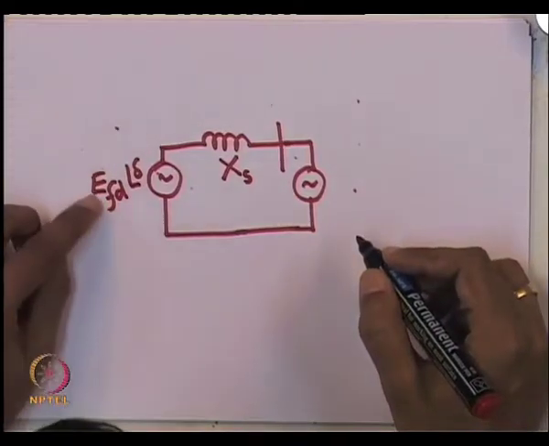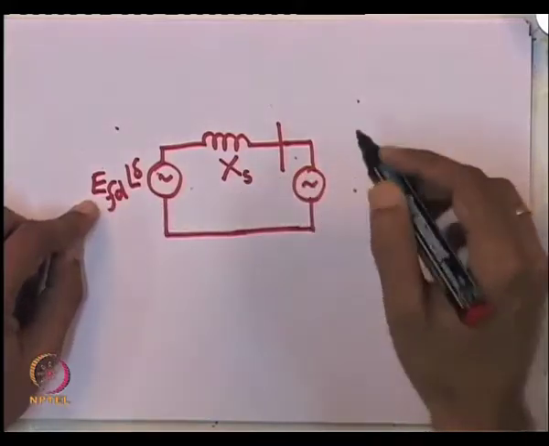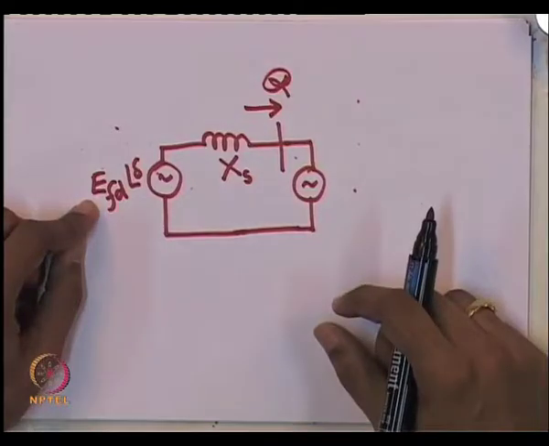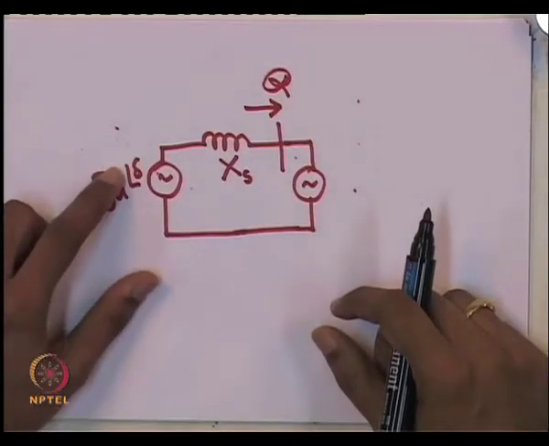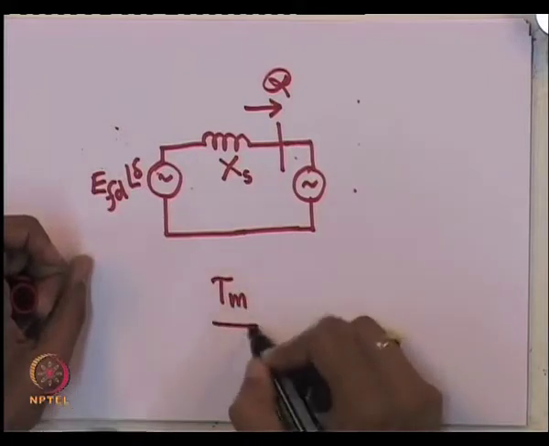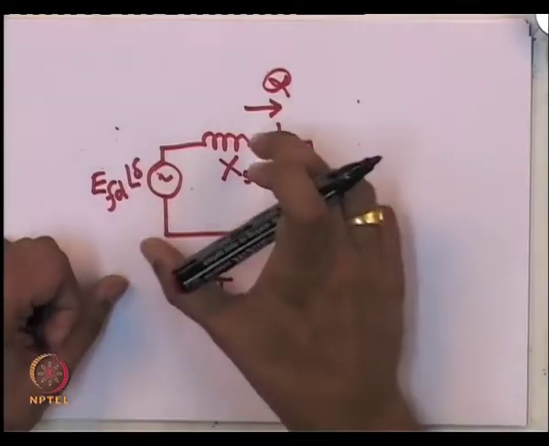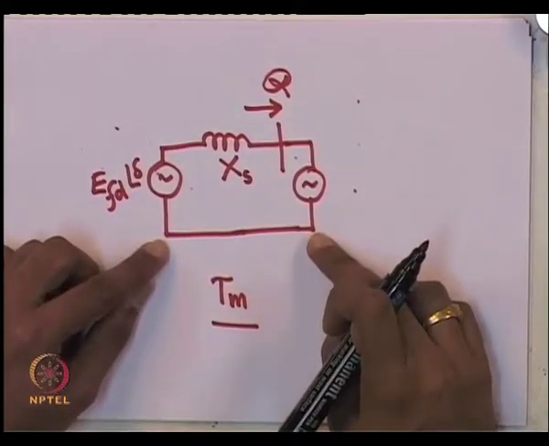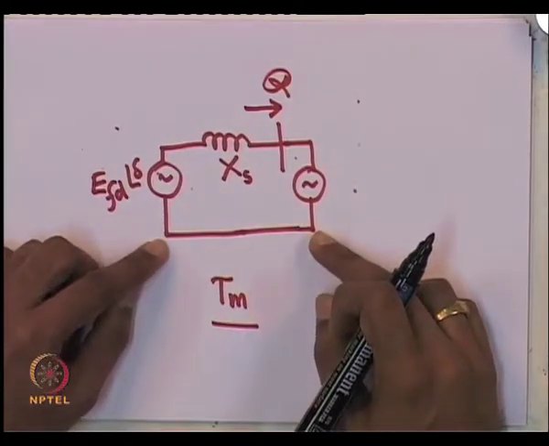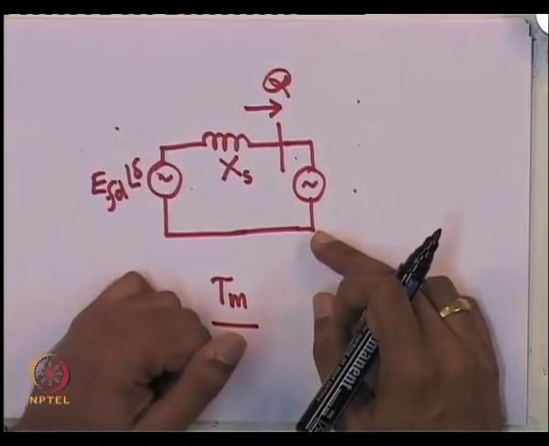By changing EFD, if I change the field voltage, I effectively can change the reactive power output of the generator. Remember, the real power output of a generator can be changed only by changing the mechanical power or the mechanical torque of the machine. So, that is one thing you should keep in mind. In the steady state model of a non-salient synchronous machine, by changing EFD you can change the reactive power output.